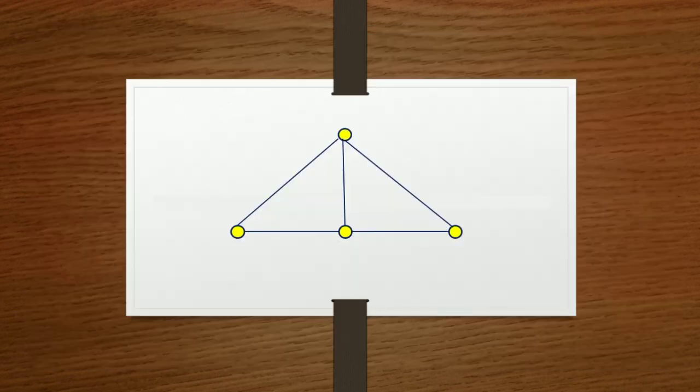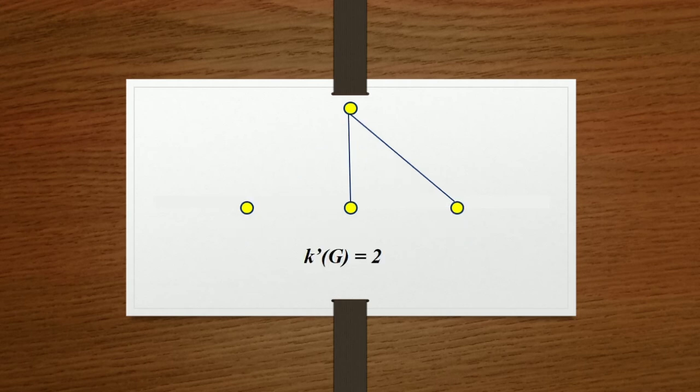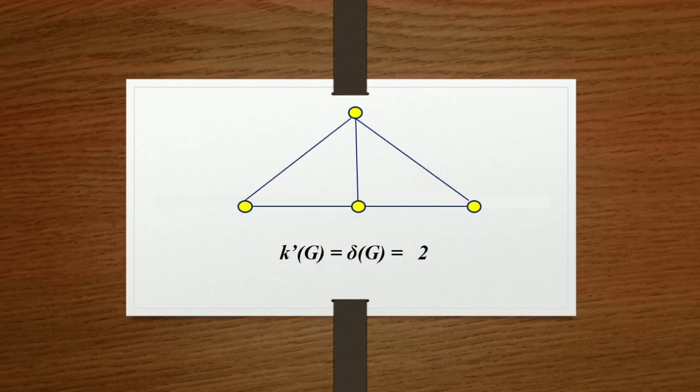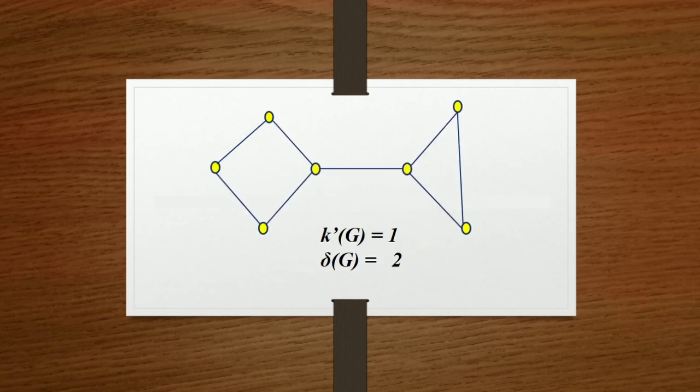For example, here both κ'(G) and δ(G) are equal to 2. And in this second graph G, δ(G) equals 2 but κ'(G) equals 1. In both the cases, κ'(G) is less than or equal to δ(G).